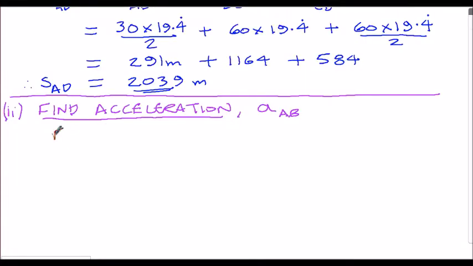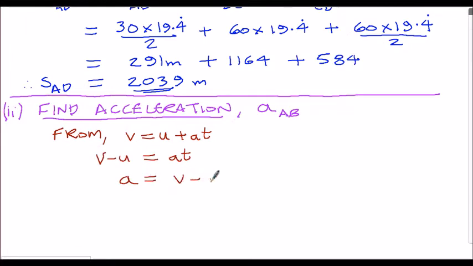So I'm going to put down v equals u plus at. And we've got to transpose it to find the acceleration in this particular case. So my transposition will be a is equal to v minus u divided by the time taken. I've got all this information in the question. So v in this case was 19.4 meters per second, minus u, which was 0 in this case, and that's all divided by the time taken, which was 30 seconds.